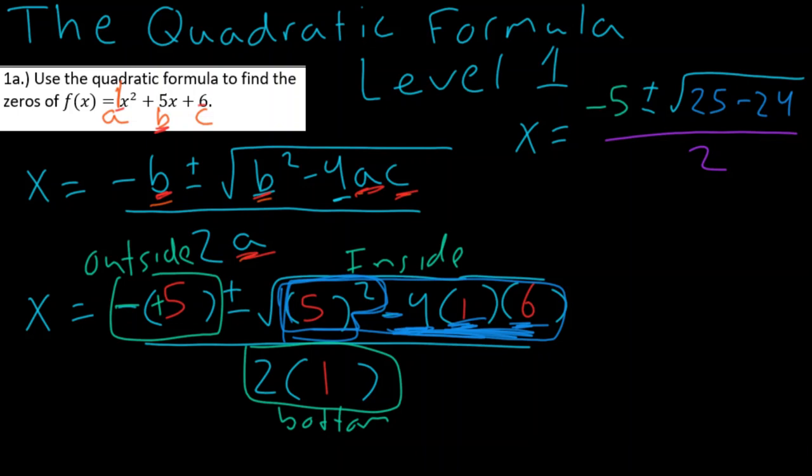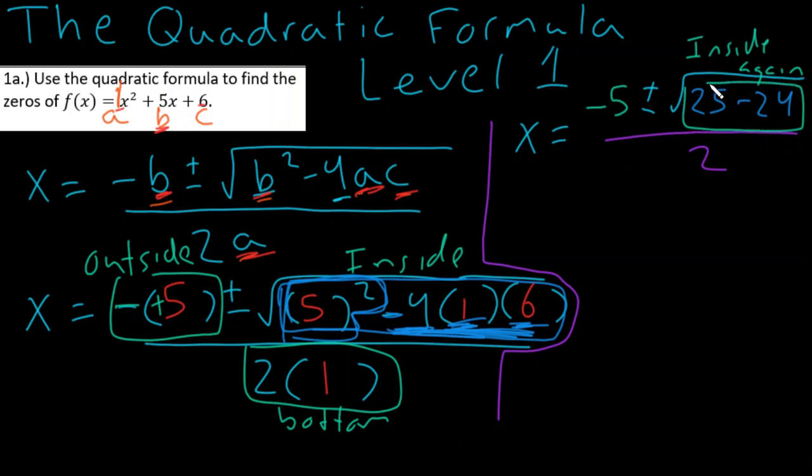Okay. Now let's just continue this for right now. And then what we want to do now is simplify the inside again. So let's write this inside again. And so we have 25 minus 24. Well, we know that 25 minus 24 is, of course, 1. So negative 5 plus or minus the square root all over 2. And we can see that 25 minus 24 is 1.